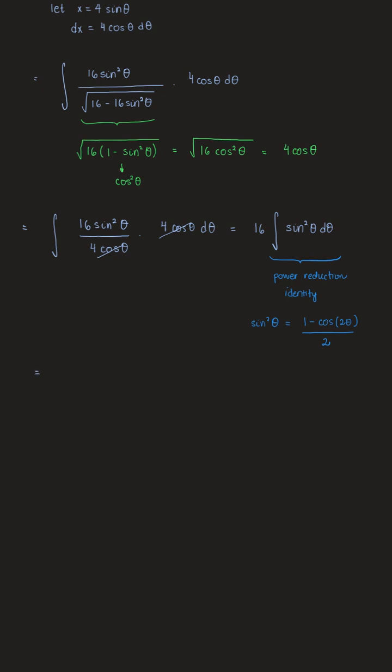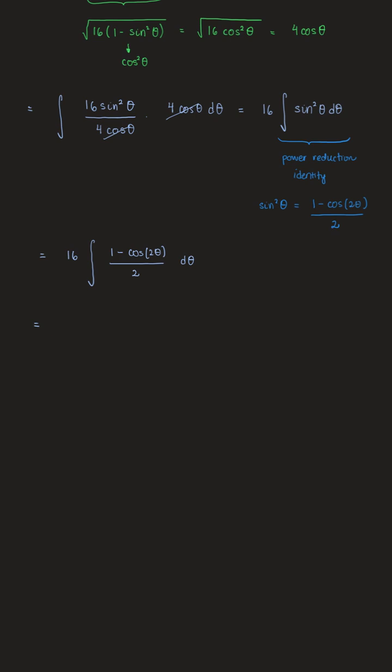Okay, so let's get back to our integral and replace sine squared with its power reduction identity, which is 1 minus cosine of 2 theta over 2, d theta. And I'm going to factor out the 1/2 to the outside of the integral, and half of 16 is going to be 8. So this is 8 times the integral of 1 minus cosine of 2 theta d theta, and we're able to integrate this now because cosine 2 theta is just undoing the chain rule.